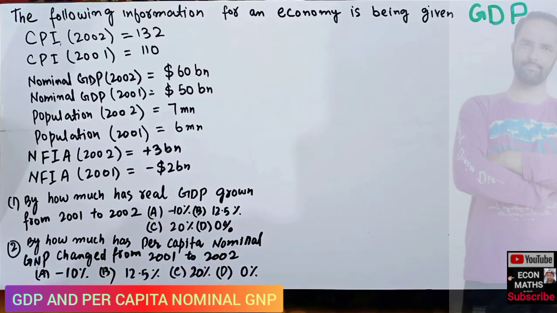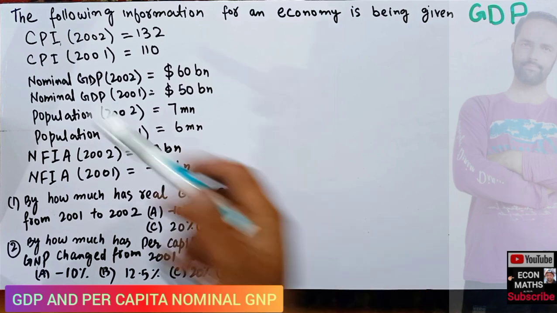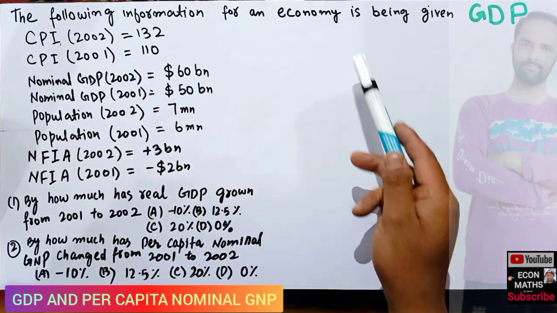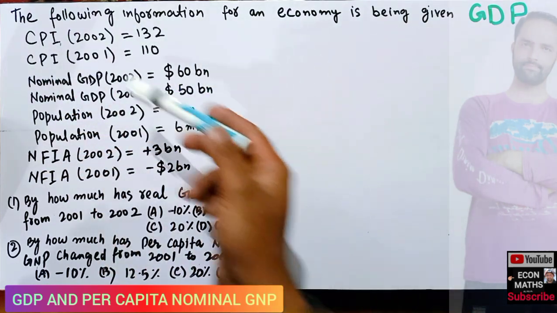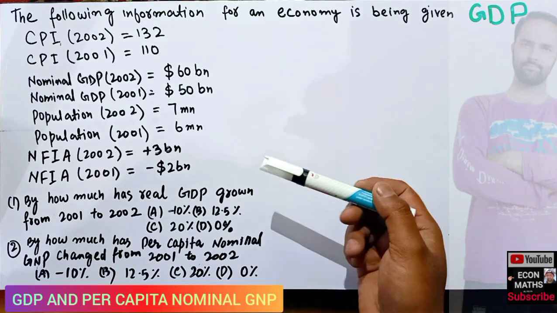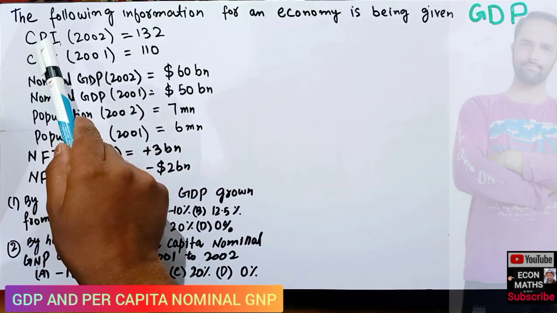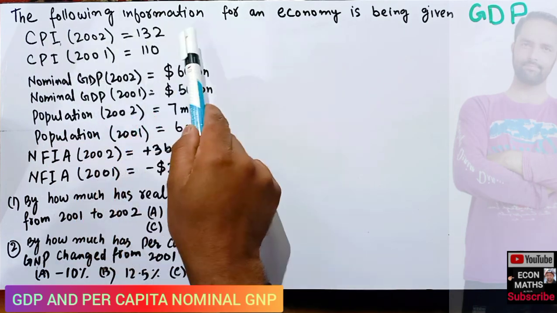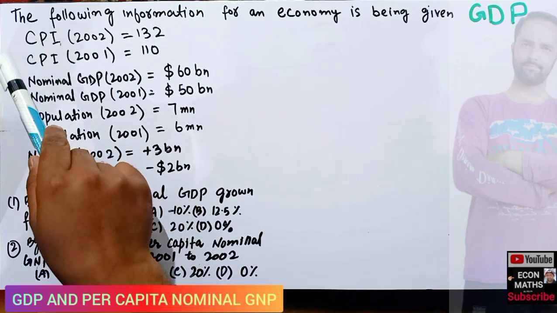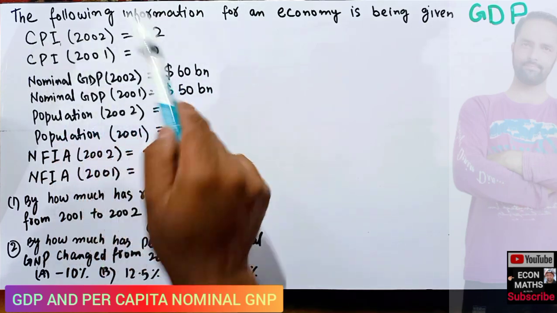In this video, we will solve a question that was asked by a person on WhatsApp. The question is like this: the following information for an economy is being given. That means this data is being given for an economy. That is, consumer price index in 2002 is 132. Consumer price index in 2001 is 110.